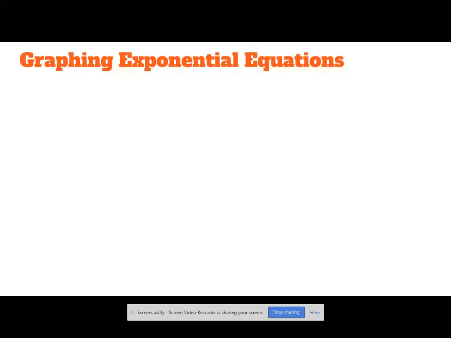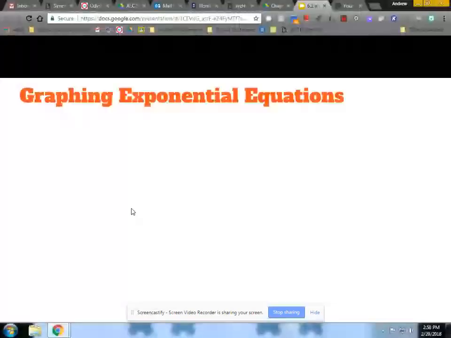Okay, graphing exponential equations. So I'm going to stop here, and I'm going to show in a separate video. We're going to do this in a couple different videos. How graphing looks algebraically, how it looks in the equation, and I'll do a video on how that looks and show some examples. So I'm going to stop here.